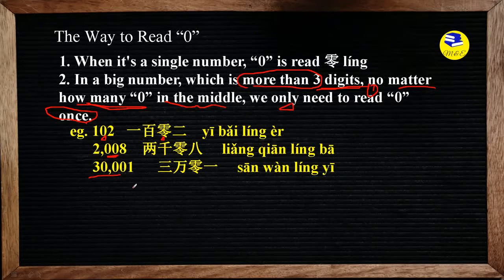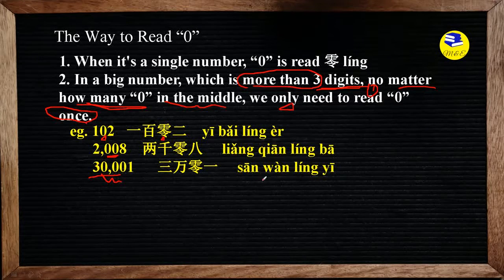Okay, let's see the last example. 30,001. You see here, 30,001 is a 5-digit number, right? But in the middle, there are 3 zeros. But anyway, according to the second point, we've already known that no matter how many zeros in the middle, we only need to read 0 once, right? So this is unchanged. You must remember it. So 30,001 is called 3001.